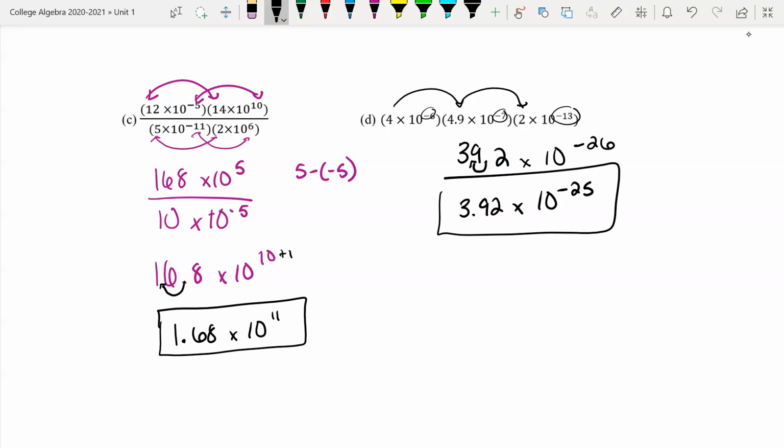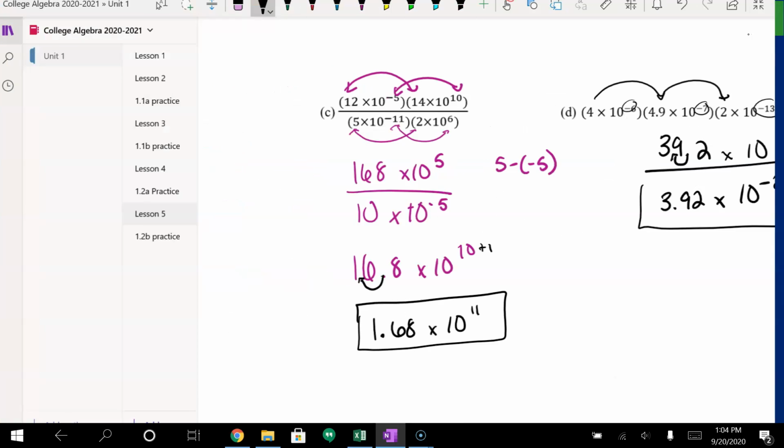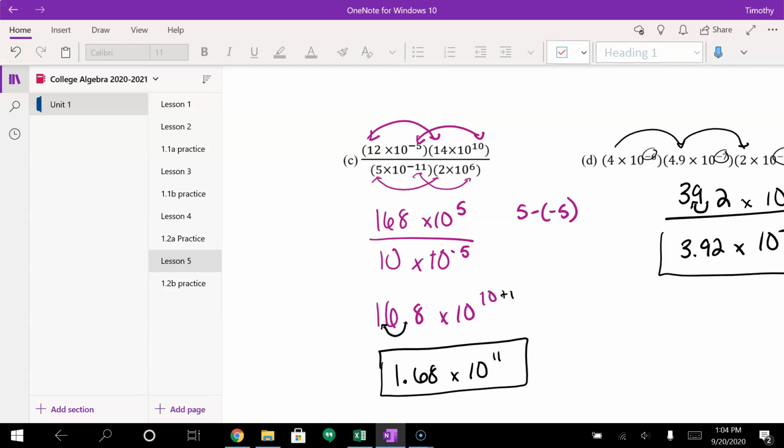And that's the lesson for today. It's not super long, but that is scientific notation. If you guys have any questions, just let me know.